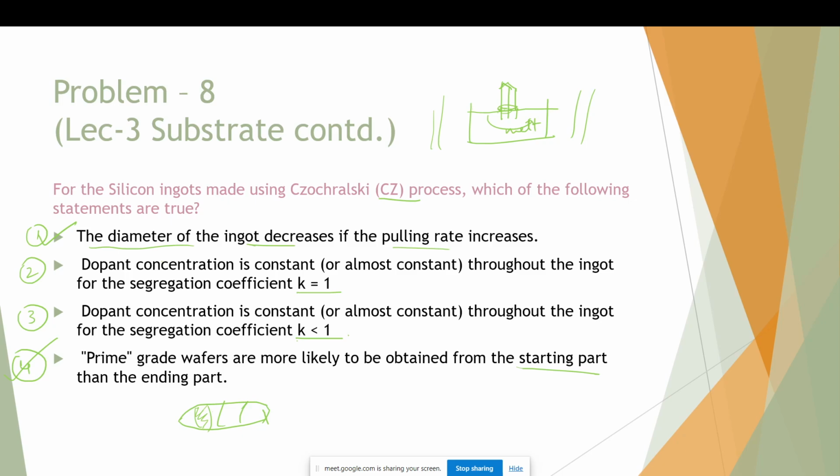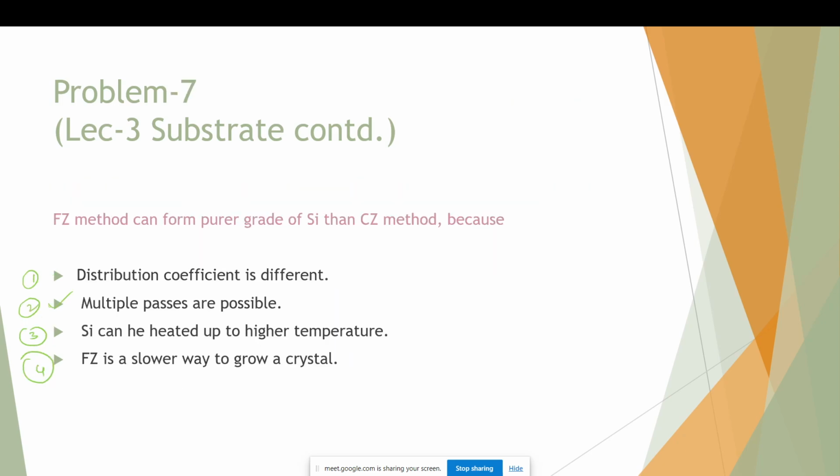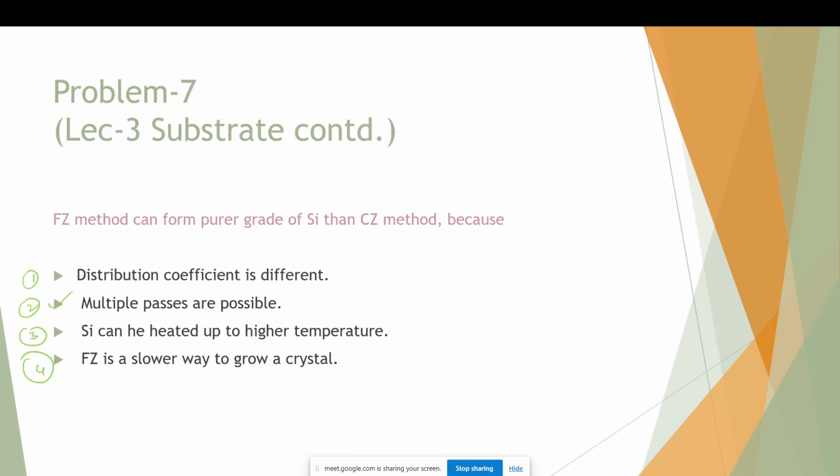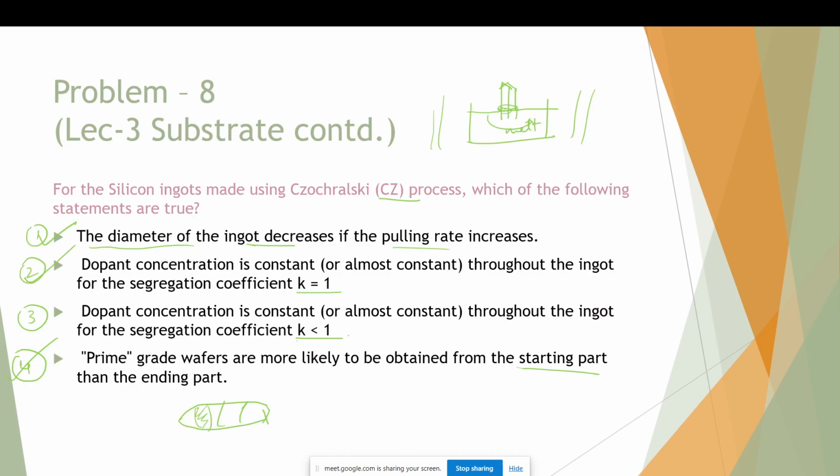I also think it is the second one. I don't know which graph you're talking about, but I think it should be the second one. Because when K is 1, what does it essentially mean? K is 1 means the concentration of impurity in the solid is the same as the concentration of impurity in the liquid. So in this case it's not impurity, it's dopant, but at every stage the dopant in the solid and in the liquid remain the same. So throughout the ingot they will remain the same even after the CZ process is complete.